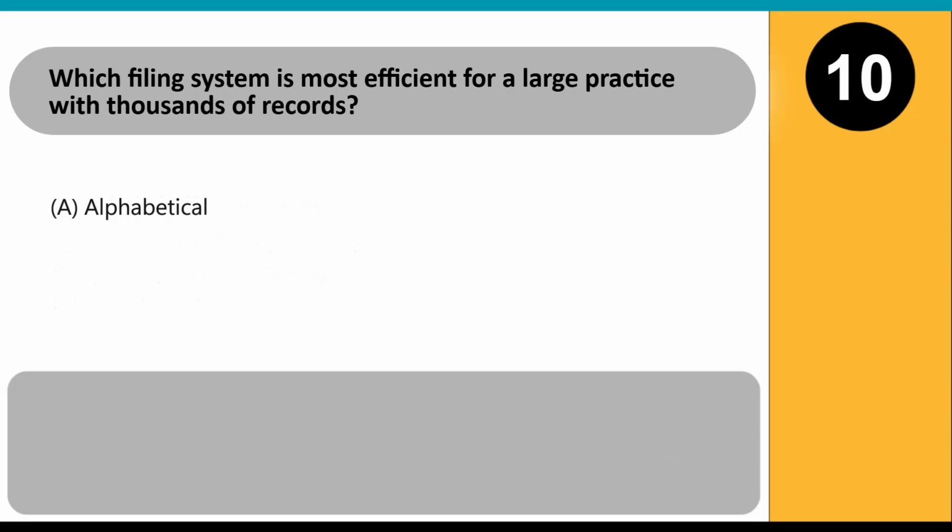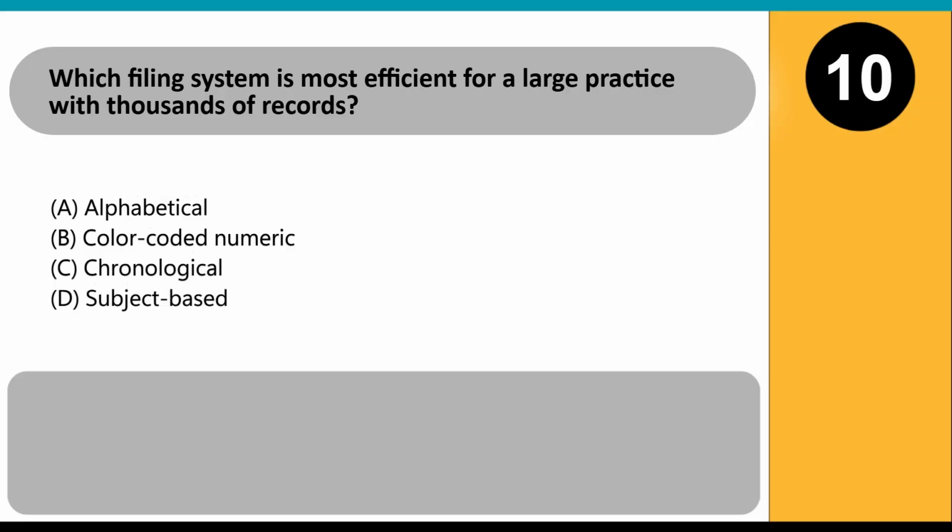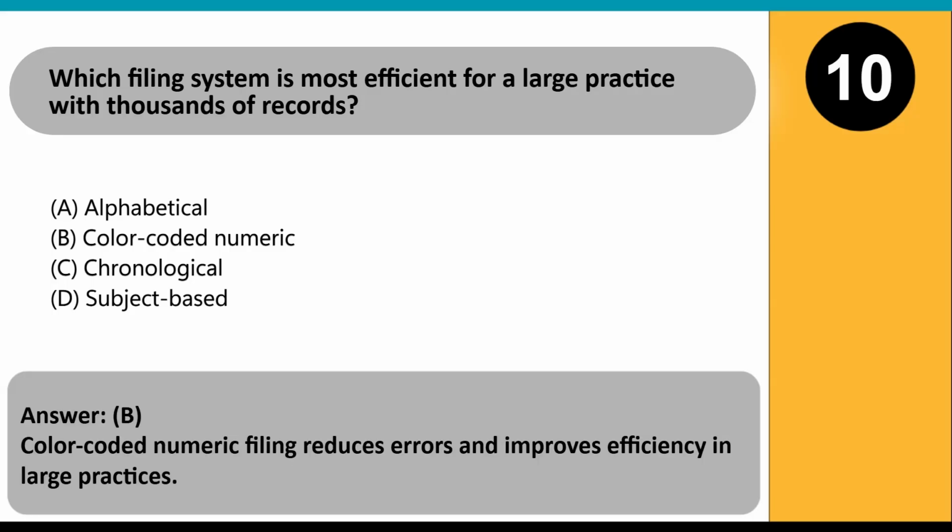Which filing system is most efficient for a large practice with thousands of records? A. Alphabetical. B. Color-coded numeric. C. Chronological. D. Subject-based. Answer: B. Color-coded numeric filing reduces errors and improves efficiency in large practices.